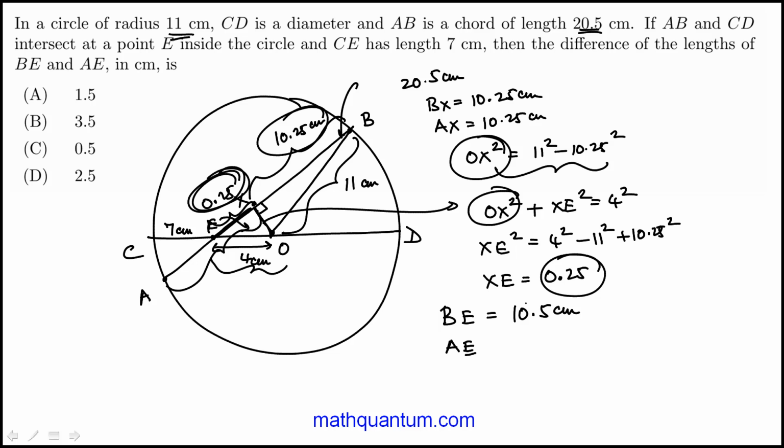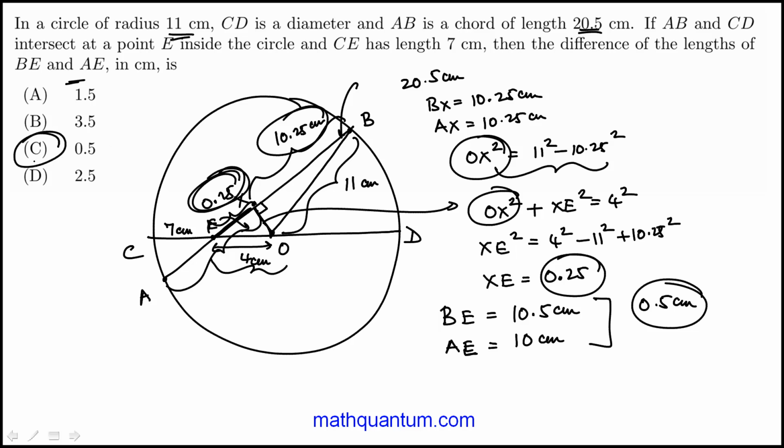And of course, this is drawn exaggerated. The lengths are much shorter. So AE would be 10 centimeters. And they're looking for the difference between BE and AE, which is 0.5 centimeters. And that's the answer choice, C.